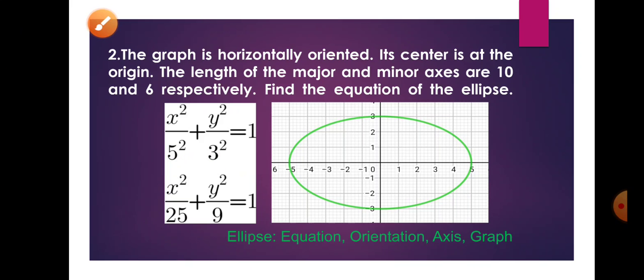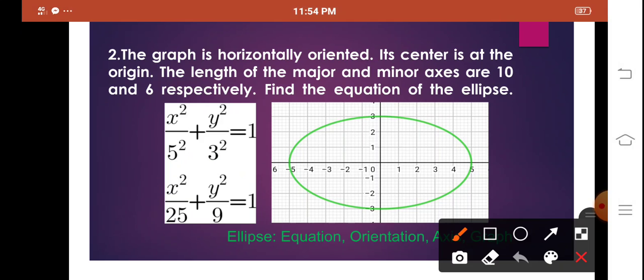So our graph is horizontally oriented. You notice that from the center to the edge of the major axis, it counts 5 units. So 5 is equal to a. And from the center going to the edge of the minor axis, it counts 3 units. So 3 is equal to your b.